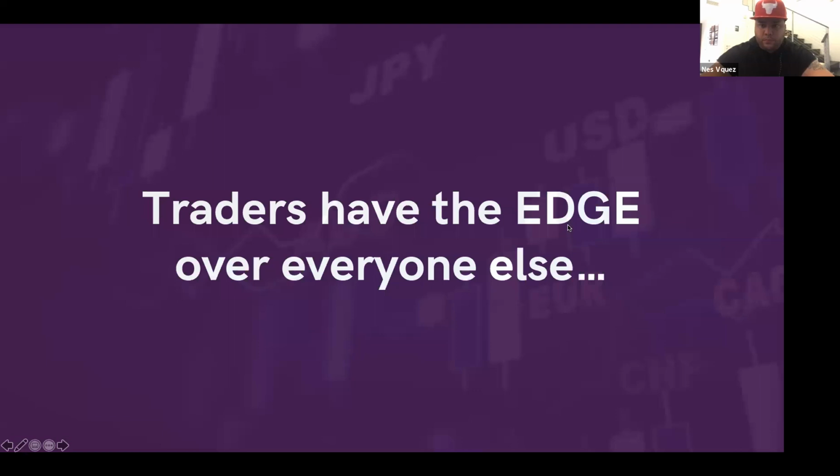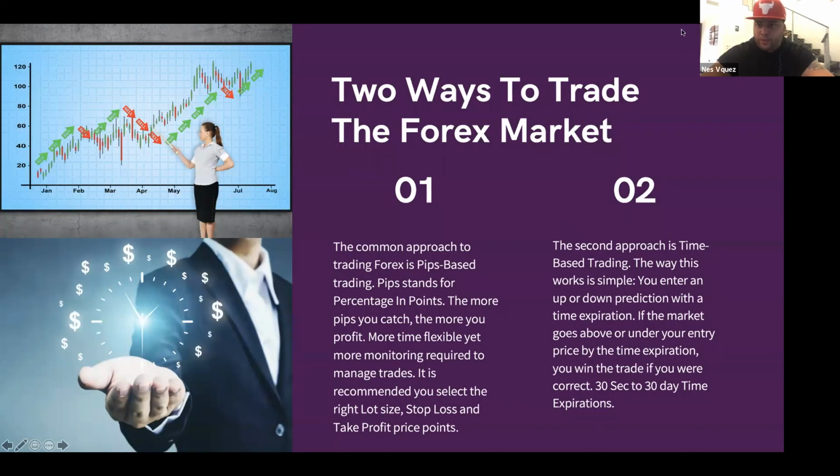So long story short, there's two ways to trade Forex, right? There's two ways to trade Forex. Number one, you're trading Forex based on pips. In other words, points, right? What are pips? Percentage of points, right? So you're either trading based on points, and that's cool, or you can trade based on time.